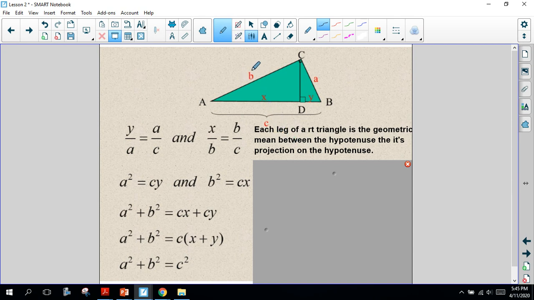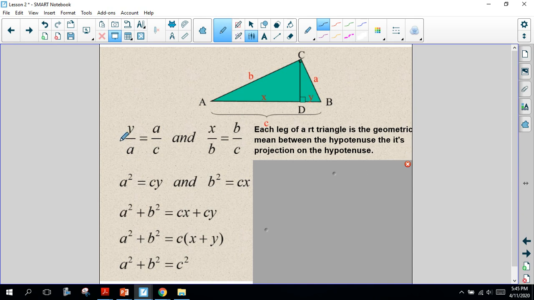So here the leg B is a geometric mean between its projection of X and the entire hypotenuse of C. And likewise here, this proportion comes from the other leg of the Papa Bear triangle. This leg of Papa Bear is a geometric mean between its projection Y and the hypotenuse, which is the whole length here of C. So A is a geometric mean between Y and C.